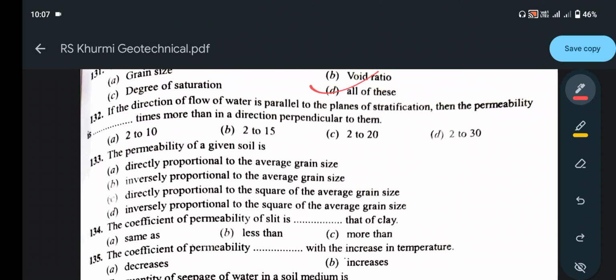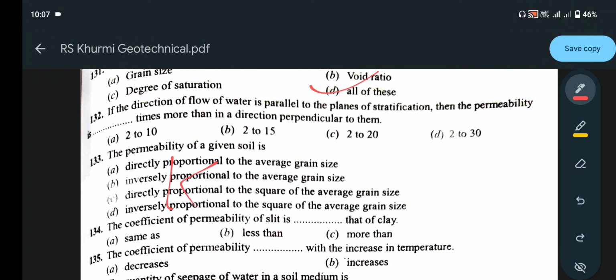Next question, if the direction of flow of water is parallel to the planes of stratification, then the permeability is dash times more than in the direction perpendicular to them.